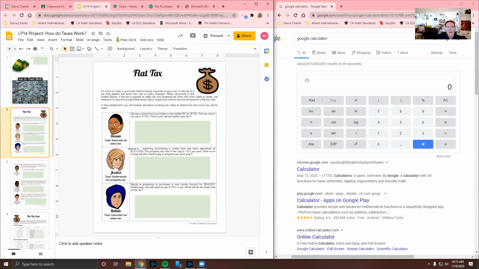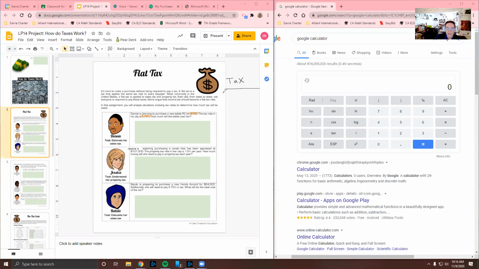So first example here is Donnie. Donnie wants to purchase a new tablet PC for $750. The tax rate in his city is 5.75%. How much will it cost him? So I want to go through and find the important information here. So my tablet costs $750 and my tax rate is 5.75%. So we want to start figuring out first to figure out how much tax you owe.